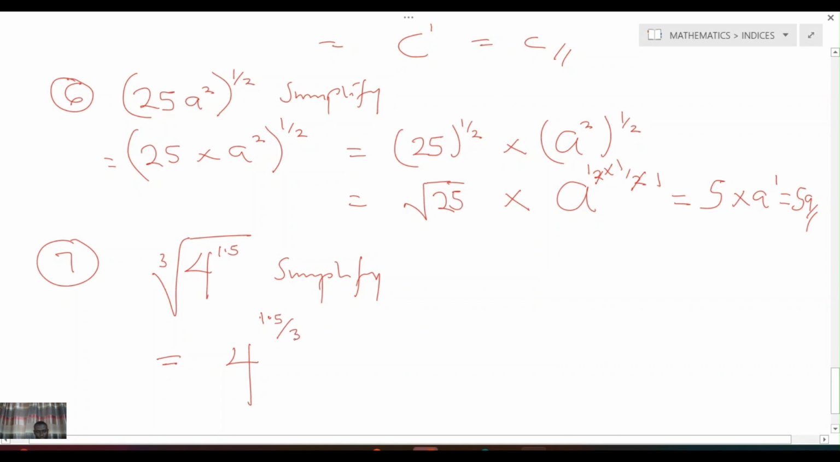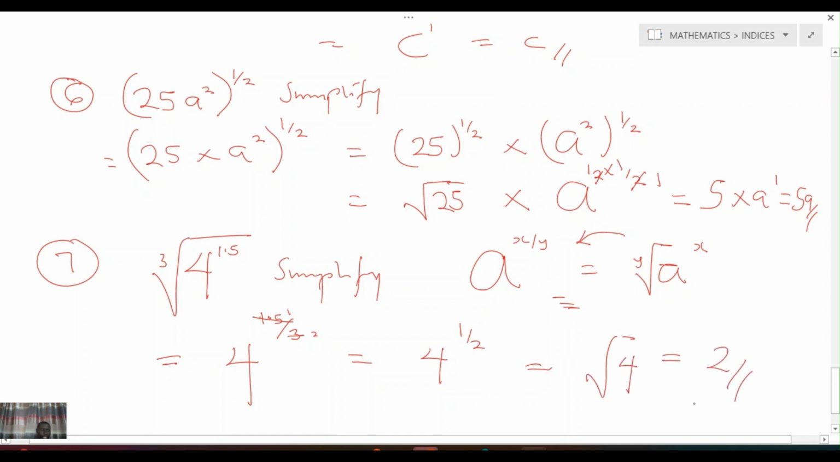divided by 3. Because in indices, if you have a number like a raised to power x over y, this is equal to the y root of a raised to power x. So we just reverse this. That's how we got this. So if we simplify this, 1.5 here 1, 1.5 here 2, this will be equal to 4 raised to power 1 over 2. And from the rule of indices, this is the same thing as the square root of 4, which is equal to 2. This is the final answer.